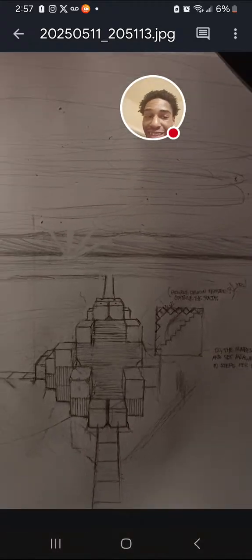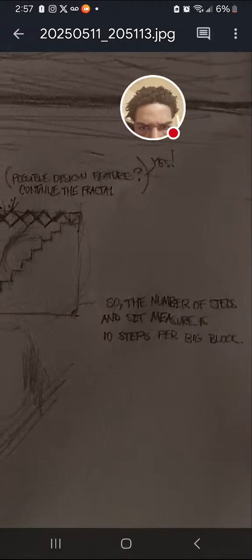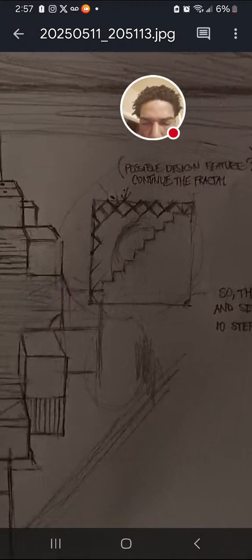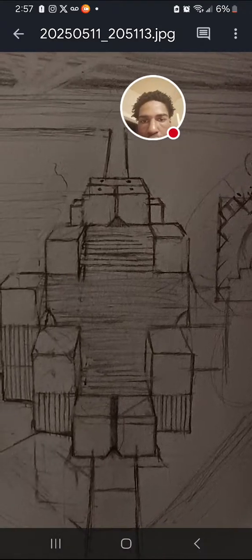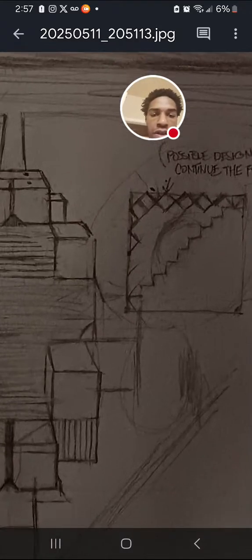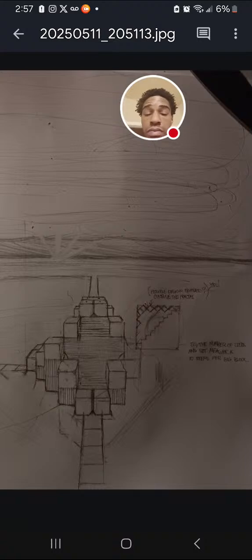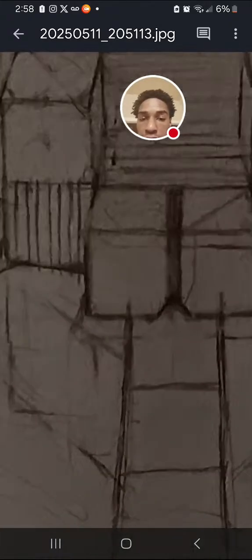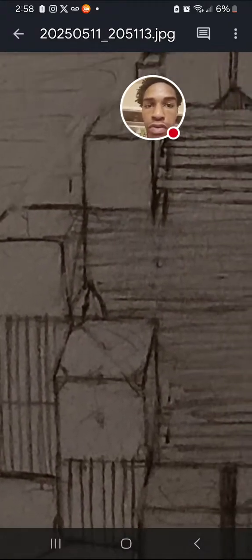So the number of steps in the set measure is 10 steps per big block. Okay. And the reason why it was 10 is because of the discovery that I made. But if you did 10 steps with 450 feet being the height, and you got 5 blocks, that is 5 levels evenly, you do 450 divided by those 5 levels, because you have the level 0, then the level 1, level 2, level 3, and level 4.